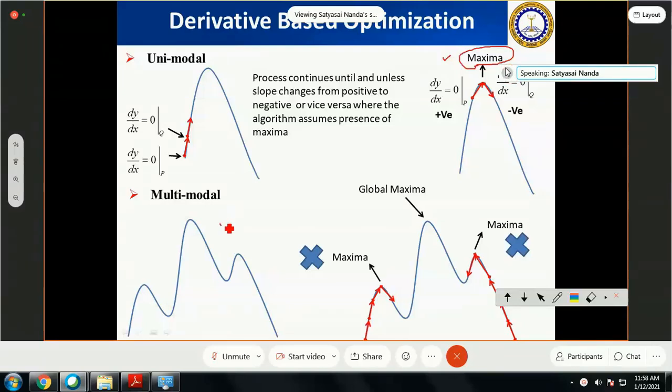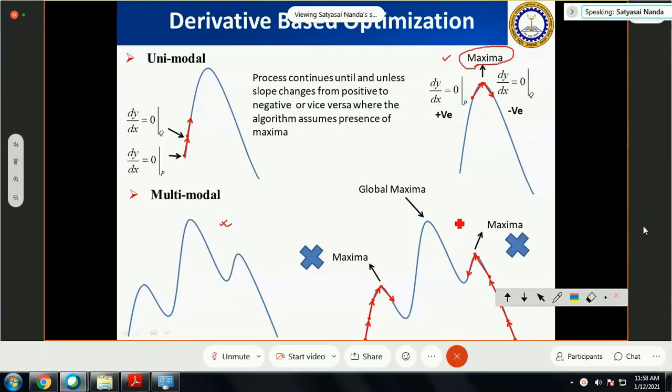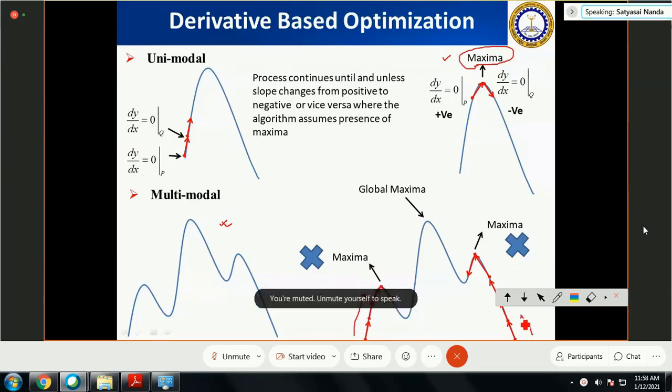Multimodal function, as in the case below, you can observe that there are multiple maxima. So either when we start from the beginning of the curve and move like this, or from the end of the curve we move like this, we normally get stuck at these particular local optima. No doubt they are optima, but they do not represent the overall optimum in that particular region or in that particular boundary of the problem.